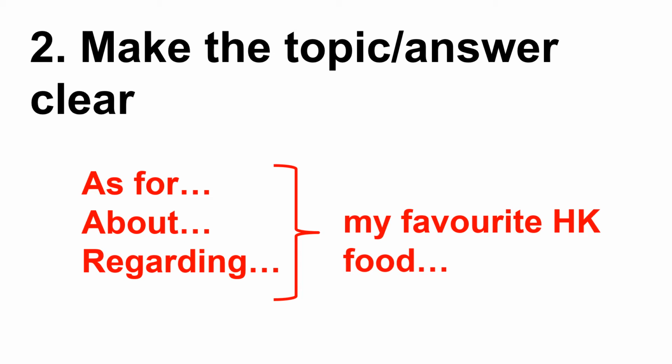So the answer for this question, the topic is your favorite food in Hong Kong, right? So you can say, as for my favorite Hong Kong food, or about my favorite Hong Kong food, or regarding my favorite Hong Kong food. And then you give and explain your answer. Okay. It is the egg tart. For example, the egg tart is your favorite Hong Kong food.